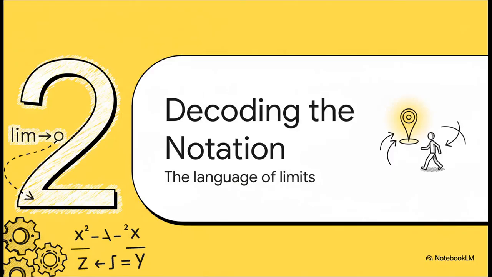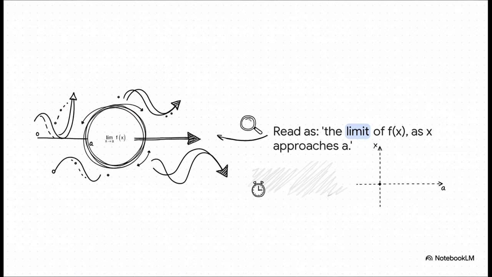Section 2, Decoding the Notation. Of course, mathematicians needed a super precise way to write all this stuff down. And yeah, it might look a little strange at first, but don't let it scare you. It's best to just think of it as a new language, a kind of shorthand for describing this whole idea of approaching a destination. Here it is in all its glory.